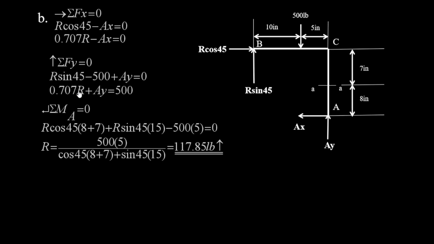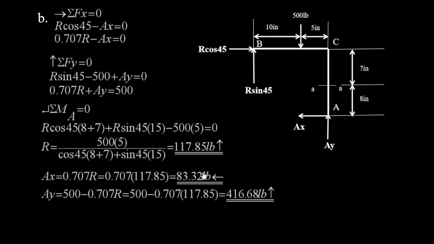Then we put R into this equation and this equation, and then we get AX and AY to be 83.32 and 416.68 respectively. Now the next question is saying that we should find the change in length of AC. You can see that AC is being compressed by AY.